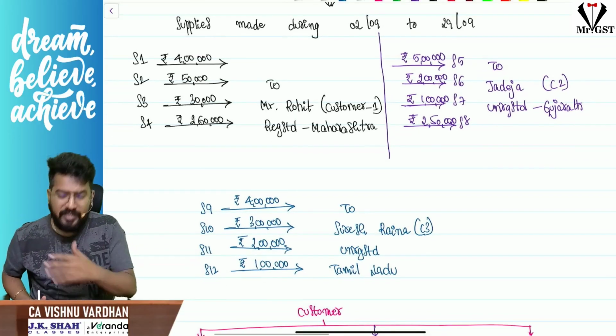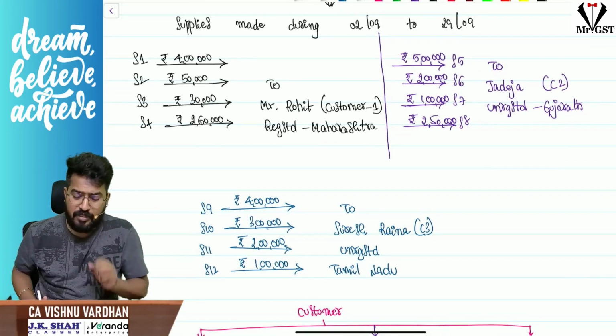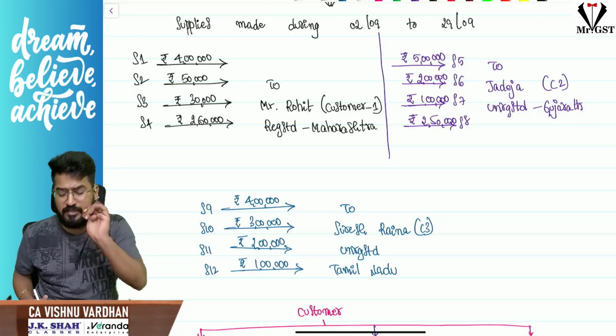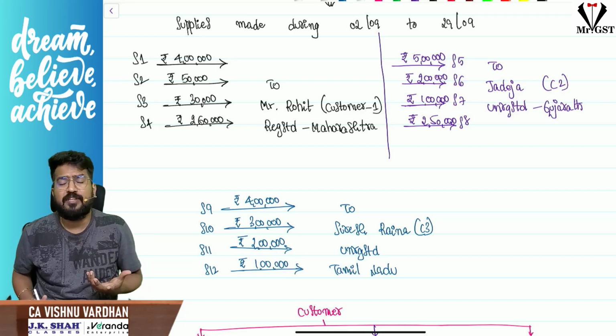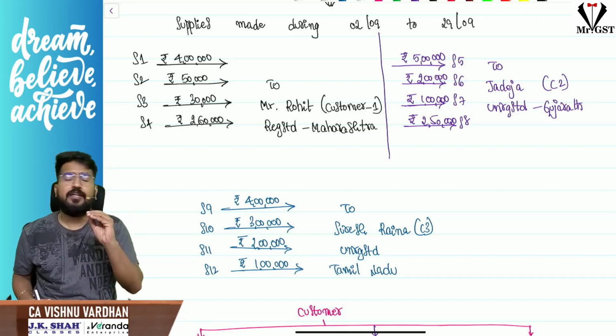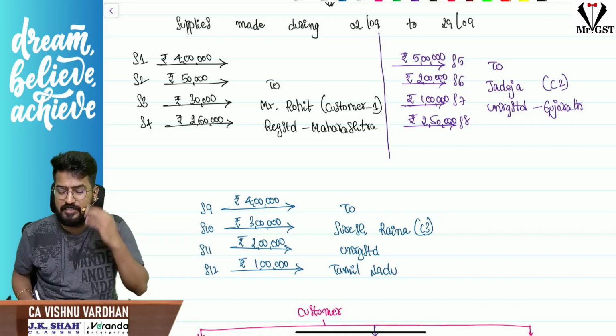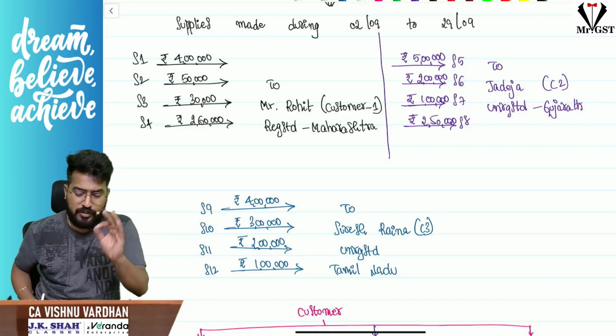Now, during that time gap, 2nd September to 29th September, Vishnu made supplies to Rohit, my customer in Maharashtra. 4 supplies I made. He is registered, so B2B. I cannot play with him. So I should give 4 revised tax invoices. Yes or no? That is what has to be done.